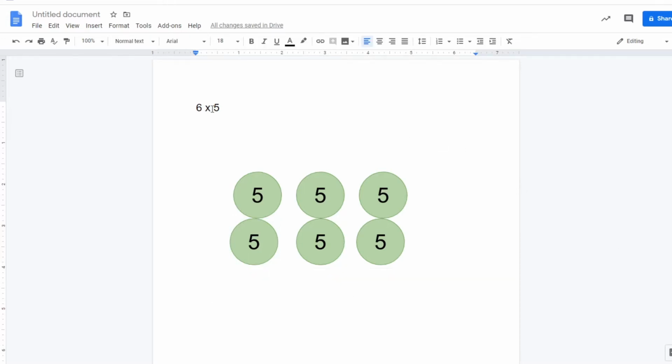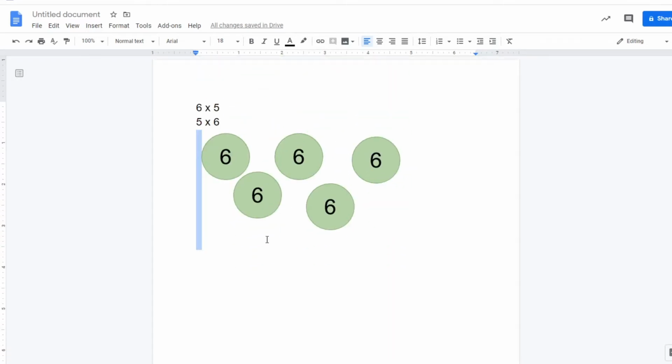Now, it really doesn't matter which one is the number that you're making copies of and which number is the amount of copies. So 5 times 6 is the same thing as 6 times 5. So if I wrote this, or if I wrote this, that's the same thing. And they can both be represented by either this picture or this picture.